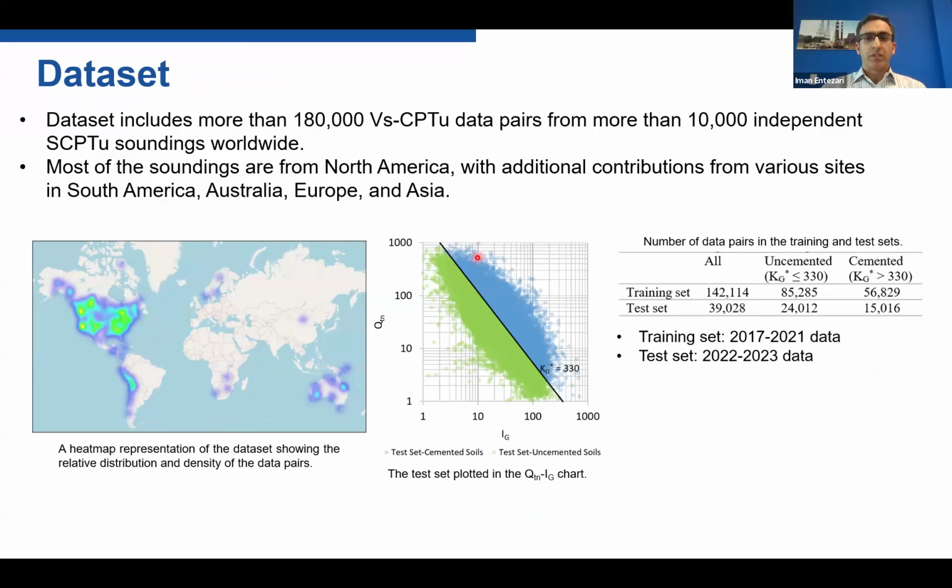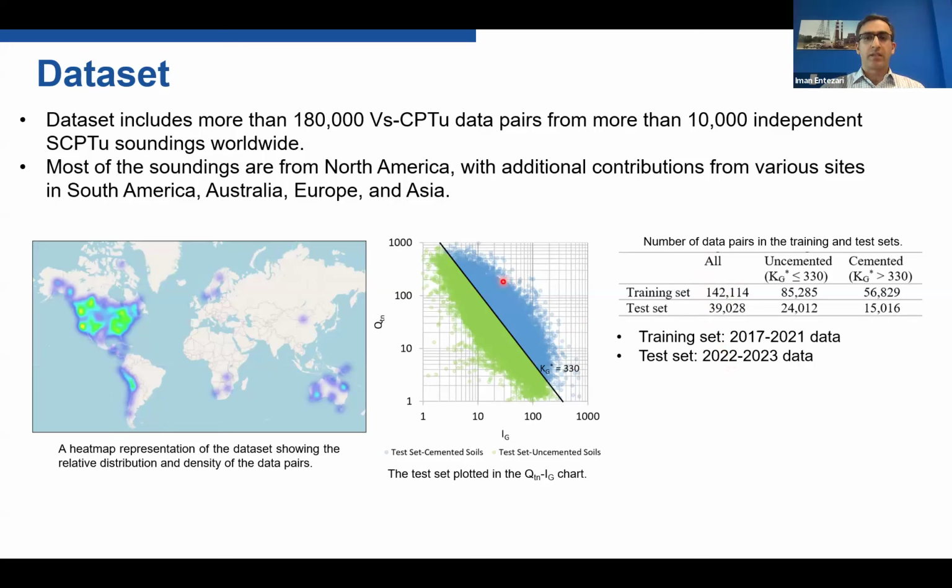So this basically shows how we split the data set into training and test sets. This was done based on the year that the data was collected. We took the data collected between 2017 and 2021 as our training set, and the data from 2020 to early 2023 as our test set. This way we could have an unbiased performance assessment.